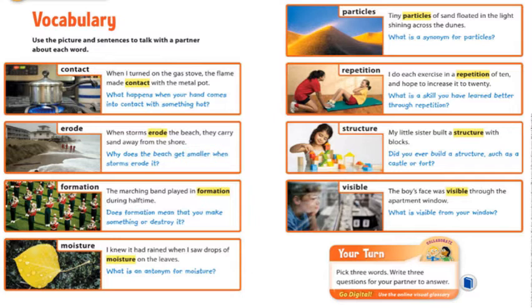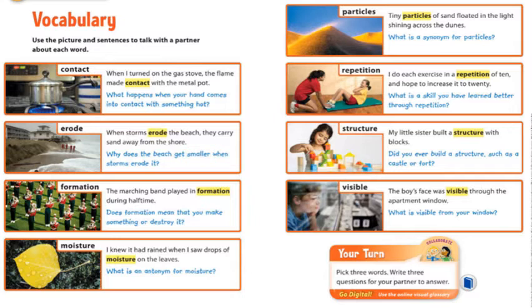Fifth word is particles. What are particles? Tiny particles of sand floated in the light, shining across the dunes. You see, if you notice, sometimes while sitting in the sunlight, you notice as if particles are flying in the air. Yes, these are particles in the air. So the particles are tiny parts or pieces, very, very small.